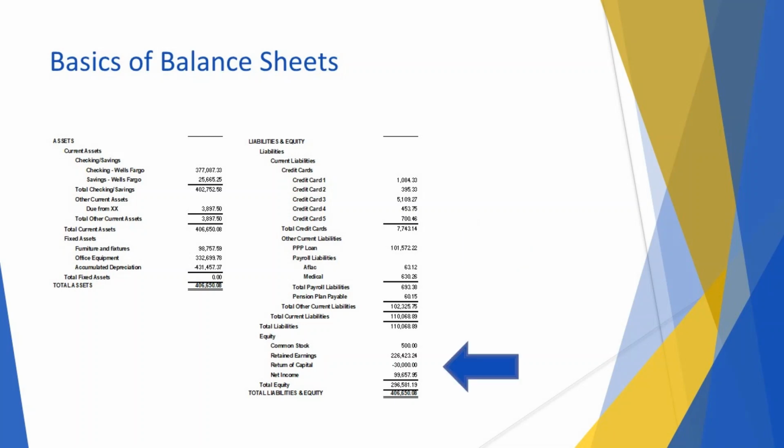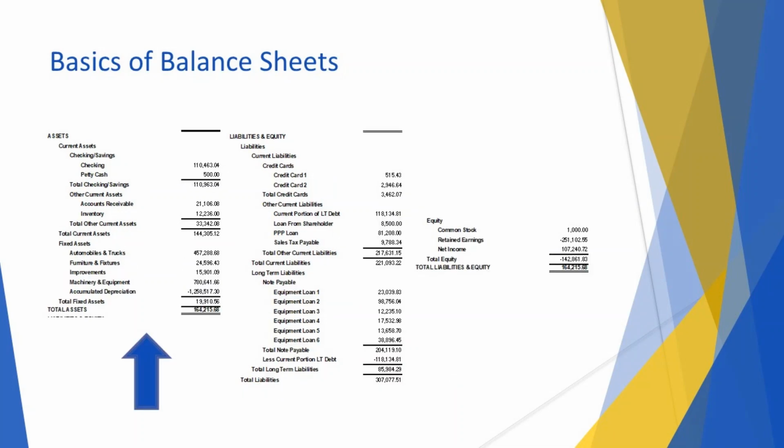You can see in the equity section that they have common stock issued, retained earnings of $226,423, and return of capital of $30,000. And yes, return of capital will be a negative number since you are extracting capital from the company. All of this is balanced out with our current year net income. Total assets, $406,650, and total liabilities and equity, $406,650.